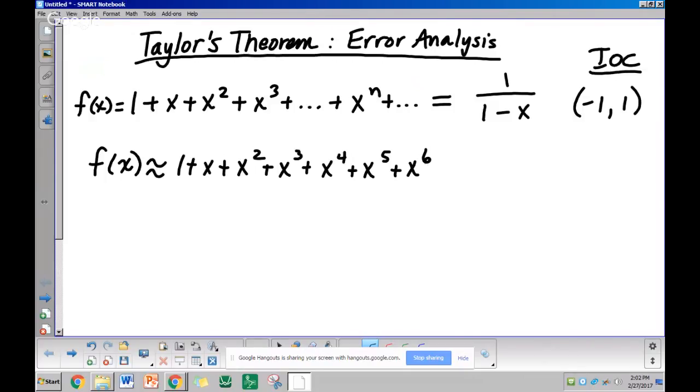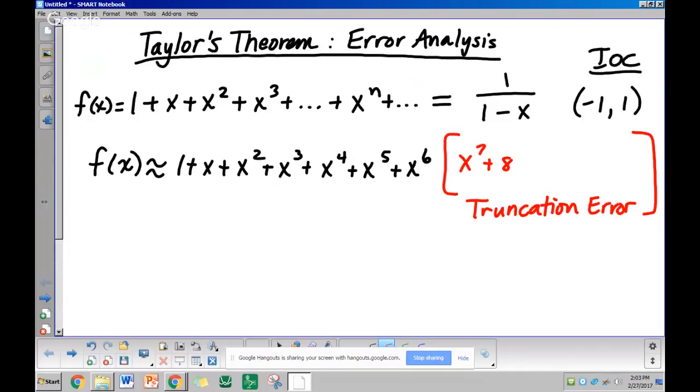And what's left? I'm going to call, and I should put it in different colors, what's left is called truncation error. It's the part I'm leaving off, which would be x to the 7th plus x to the 8th plus dot dot dot plus x to the n plus dot dot dot.